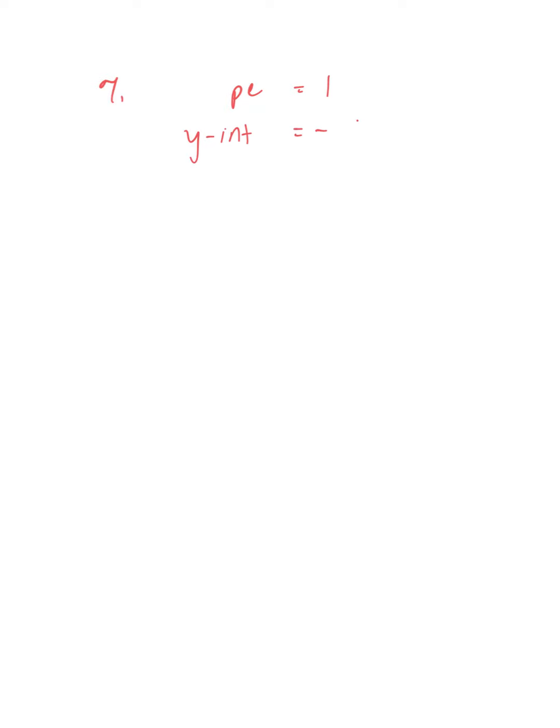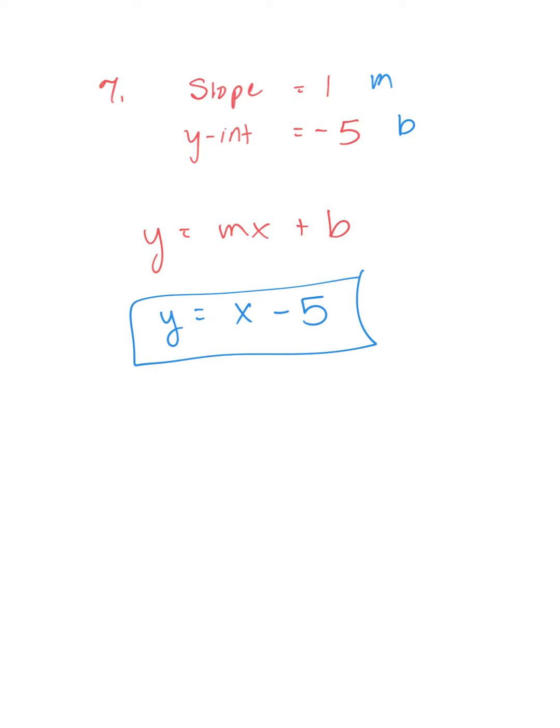abbreviate this, is negative 5. And we have y equals mx plus b. So the slope is m, and the y-intercept is b. So you just say y equals 1x, you don't need the 1 there, minus 5. So that's your answer, number 7.